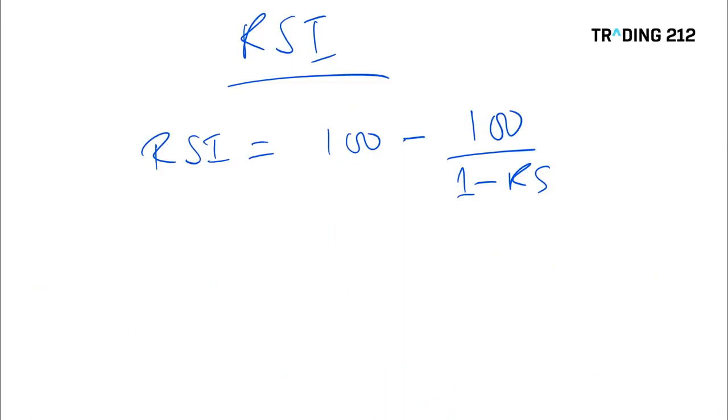So for those of you who are fans of the maths, here's the calculation for the RSI. The RSI is 100 minus 100 over 1 plus RS. So what is RS in this equation? Let me explain, because this is really at the core of the RSI.